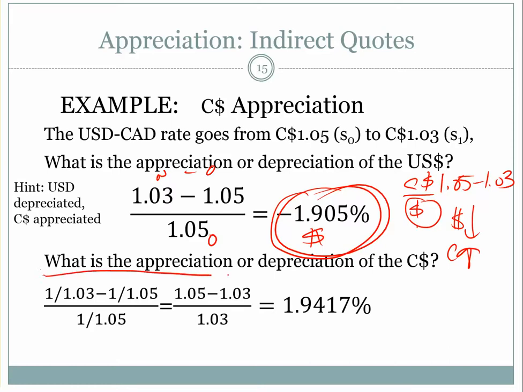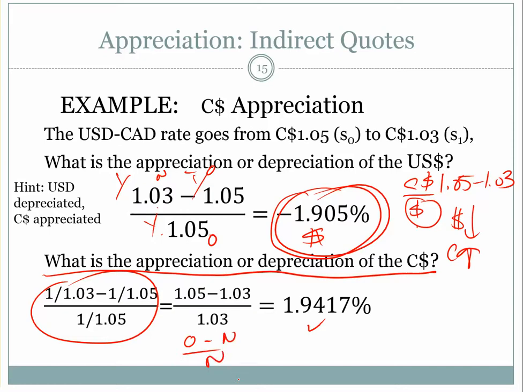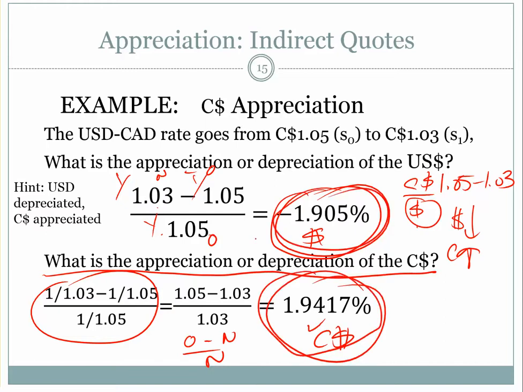So what is the appreciation of the CAD? Well, I could just flip these exchange rates, 1 over 103, 1 over 105, and I'll get negative 1.94%. Or I can just do old minus new over new, and that'll tell me what happened to the numerator, which in this case is the Canadian dollar. This seems like a trivial fact, but if you're in an industry with 5% margins, it makes a difference whether you change some price by 1.94% or 1.90%.